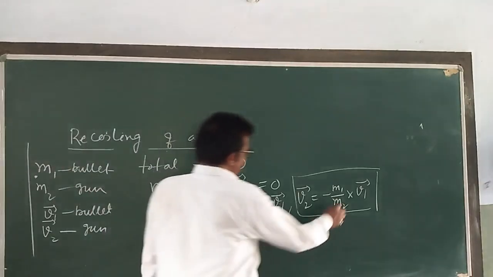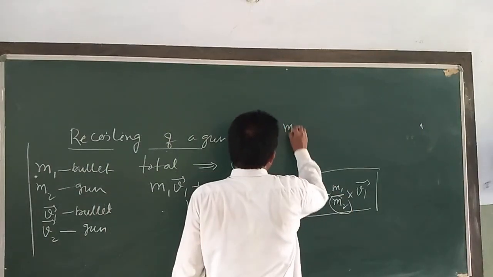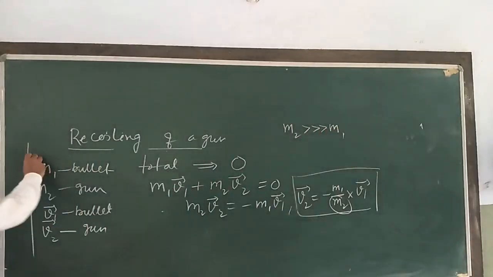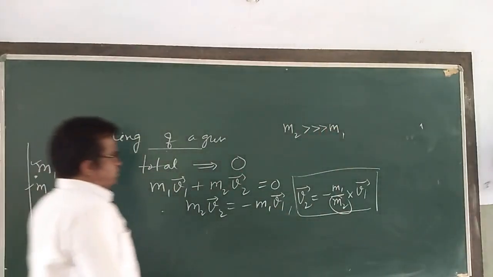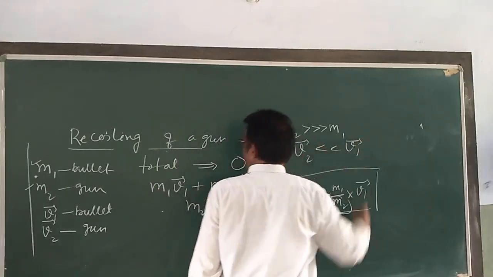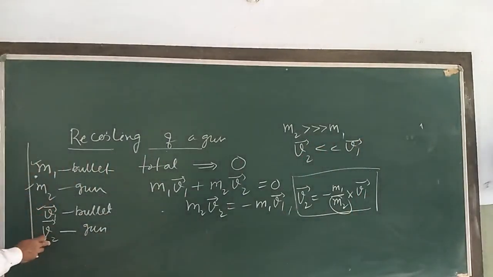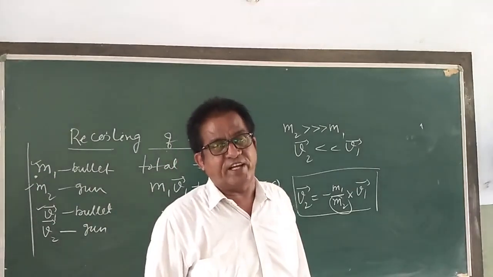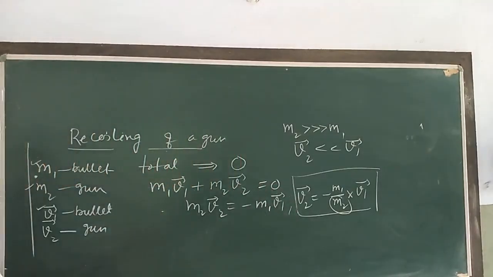Further, the mass of the gun m2 is very much greater than the mass of the bullet. So the velocity of the gun is very small compared to v1. The bullet's velocity will be more, the gun's velocity will be less. So the recoil velocity of the gun is much smaller than the velocity of the bullet. So we feel only a slight jerk. Many other applications are there.